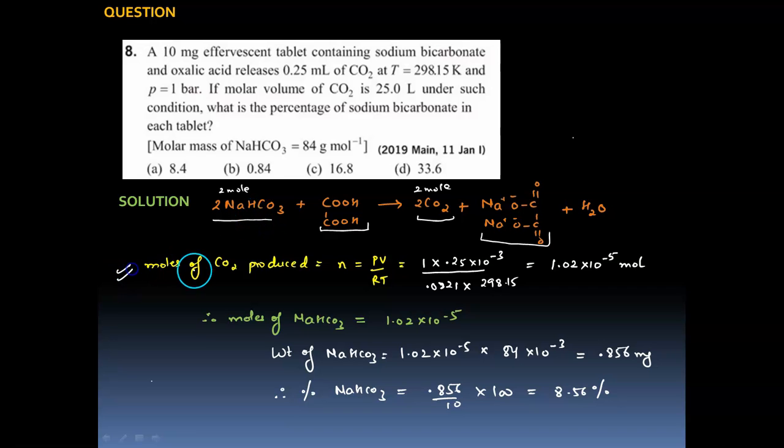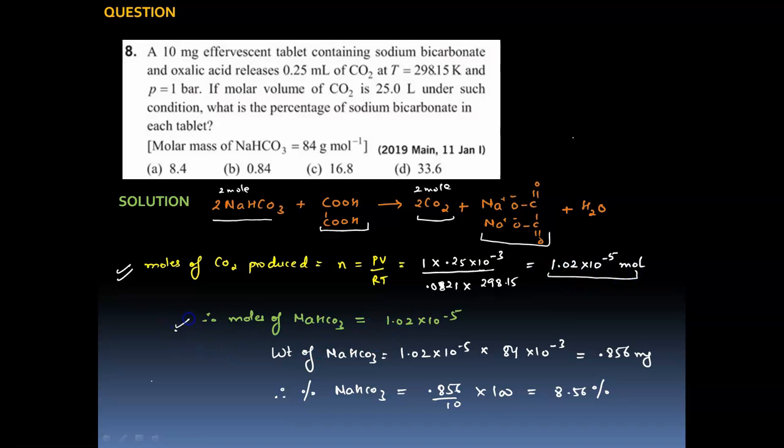So what is the moles of CO2 produced? Because volume is given, we can use n is equal to PV upon RT. Pressure is 1. Volume is 0.25 ml, so converting to liter, upon 0.0821 into 298.15. This is the number of moles of CO2 produced.